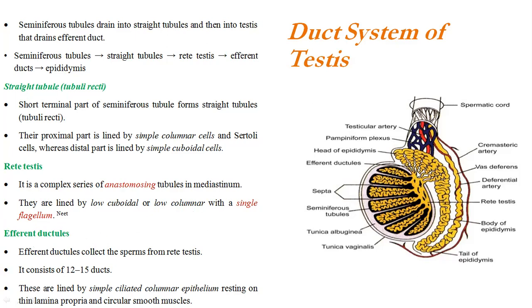Then coming to efferent ductules, the efferent ductules collect the sperms from the rete testis. That means in the further journey of sperms after the rete testis, you are seeing the formation of efferent ductules. They collect the sperms from the rete testis. It consists of 12 to 15 ducts. These are lined by simple ciliated columnar epithelium resting on thin lamina propria and circular smooth muscles.